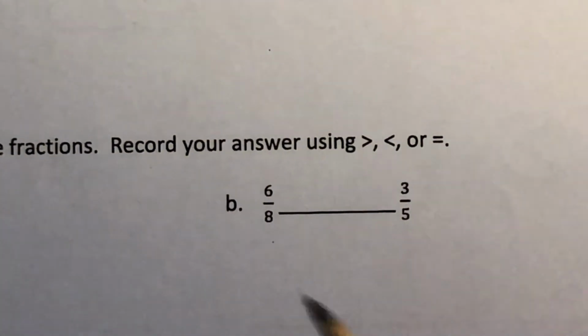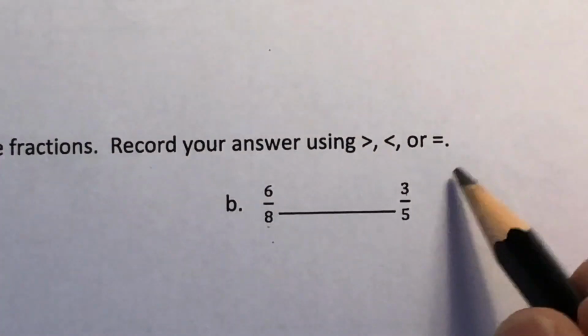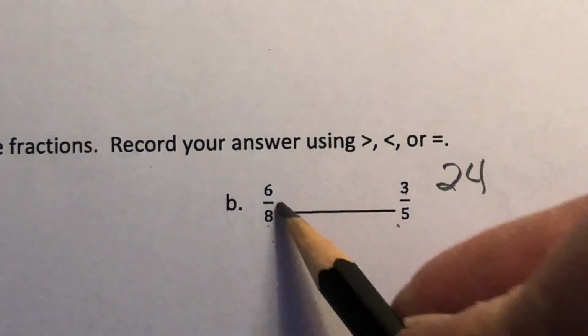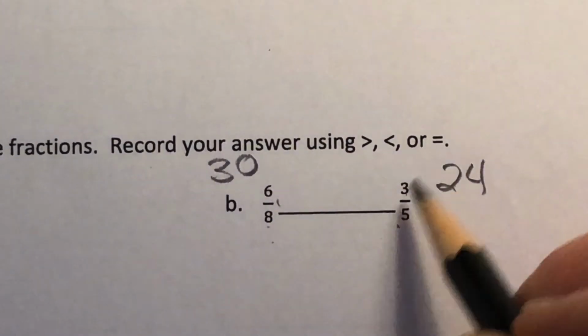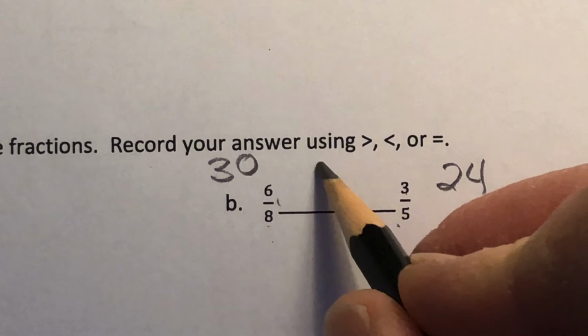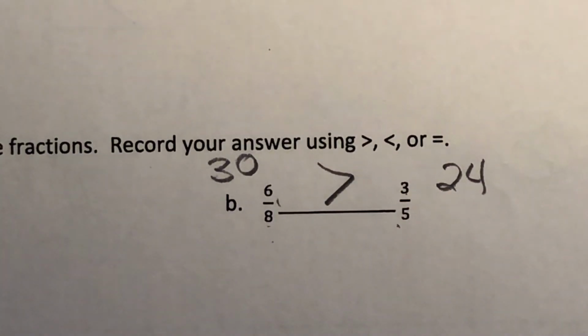Right? So I'm just going to cross multiply. 8 times 3 is 24. 5 times 6 is 30. Guess what? 30 is greater than 24, right? That's right. Okay, it's at 30, it'd be 40 there, okay?